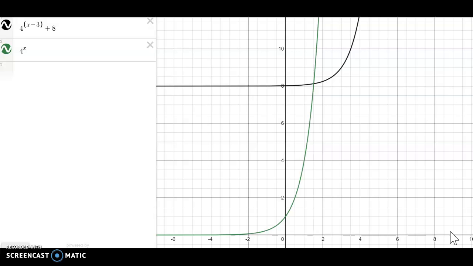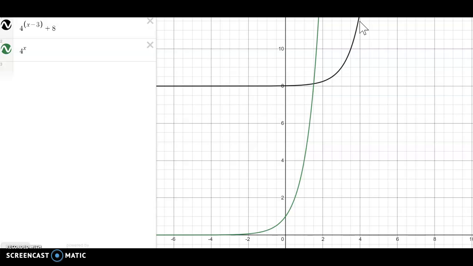Now the range, it starts right here. So we know that since we have a plus 8, our asymptote is now y is equal to 8. So it starts at 8 and then it climbs up higher and higher. So your range is going to be from 8 to positive infinity.